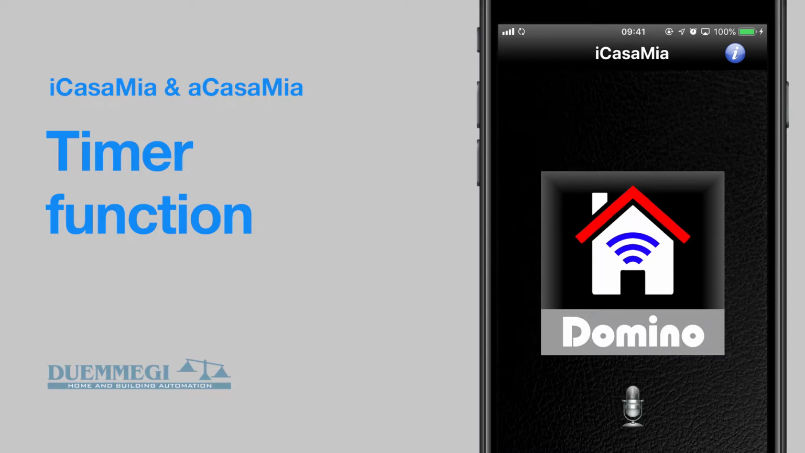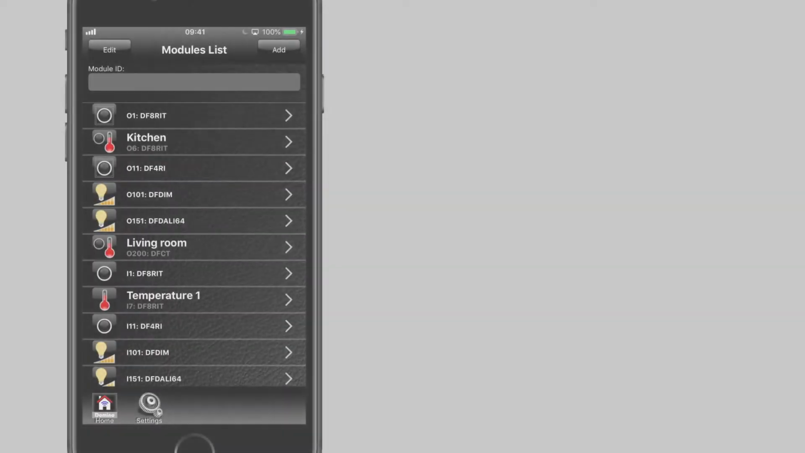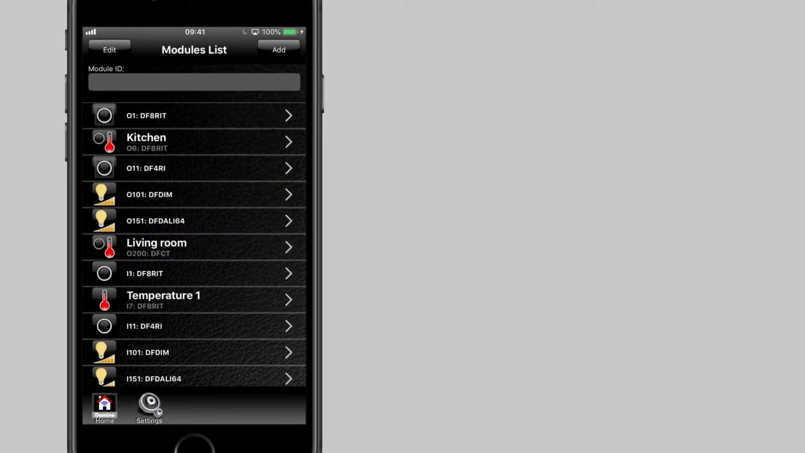Timer function. With the timer function, it is possible to control the output with the time functions of the system: timer, pulse, re-triggered pulse. For the programming of a timer control, proceed as follows.